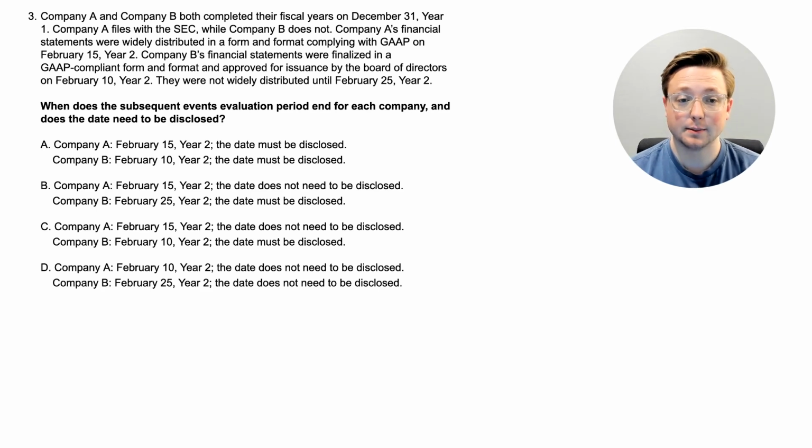Company A's financial statements were widely distributed in a form and format complying with GAAP on February 15th, year 2. Company B's financial statements were finalized in a GAAP-compliant form and format and approved for issuance by the Board of Directors on February 10th, year 2. They were not widely distributed until February 25th, year 2. So with all that information again, when does the subsequent events evaluation period end for each company, and does the date need to be disclosed?